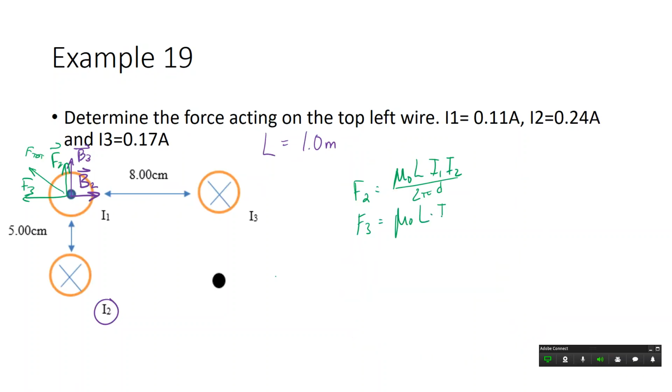Once you figure out the magnitude of each force, what do you need to do? You add them, but you can't just add them 1 plus 1. You'd have to use Pythagoras to find out the total. So F total is going to be the square root of F2 squared plus F3 squared. And then how do you find the angle between them? Not just tan, but inverse tan. If you want to find this angle here, it would be F2 over F3.